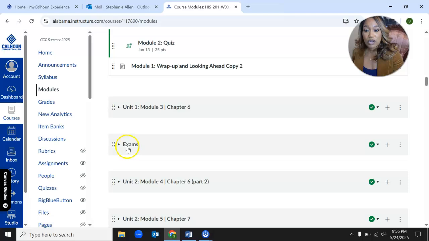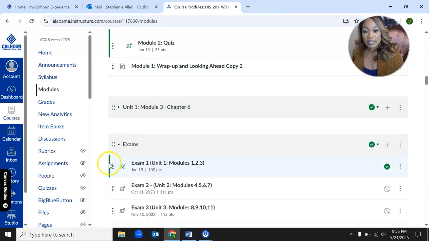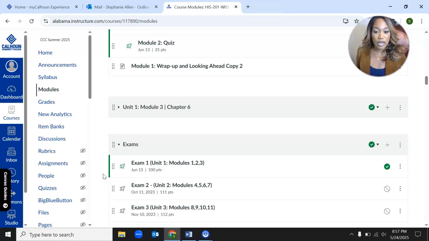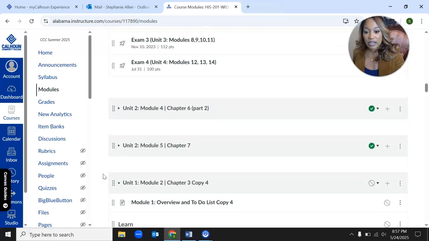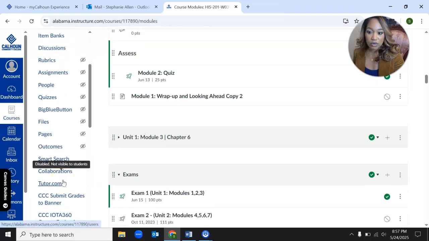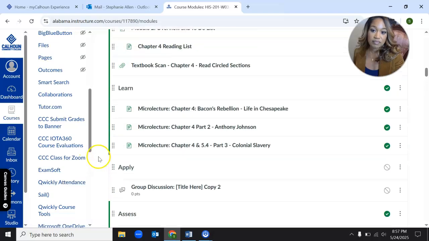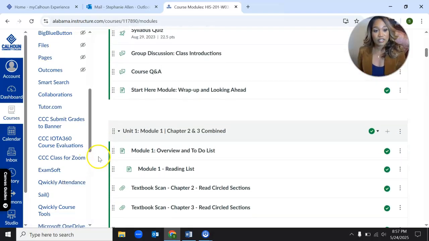Your exams are listed under their own tab because exams are unit-based. So you have a Unit 1 exam that covers multiple chapters. So I can't put the exam in an actual chapter module because it'll feel out of place. So it literally says exams. And then, of course, you have discussion boards. I don't see them right now, but you'll see them soon.